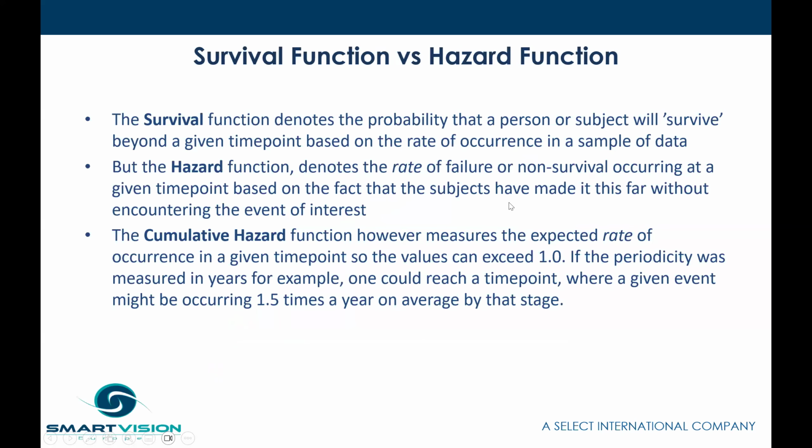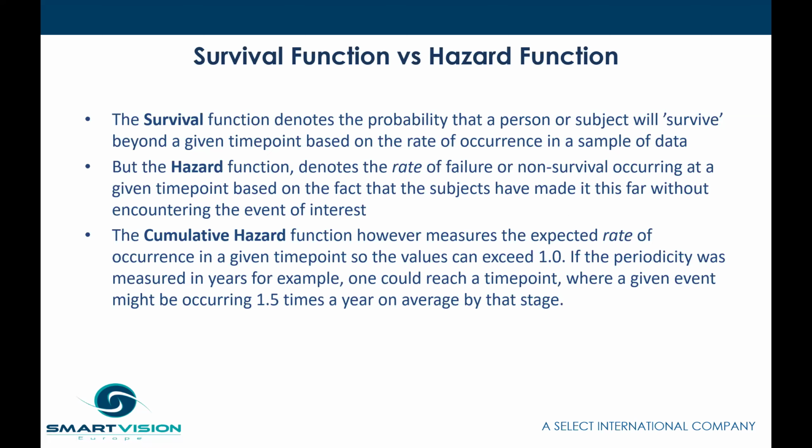So the cumulative function here denotes the probability the person will survive beyond a given time point based on the rate of occurrence. The hazard function denotes, however, the rate of failure or non-survival occurring at a given time point based on the fact that the subjects have made it this far without encountering the event of interest. And the reason I'm pointing that out is you will see things like cumulative hazard functions plotted. And the point here is that this is a rate. It is not a percentage.